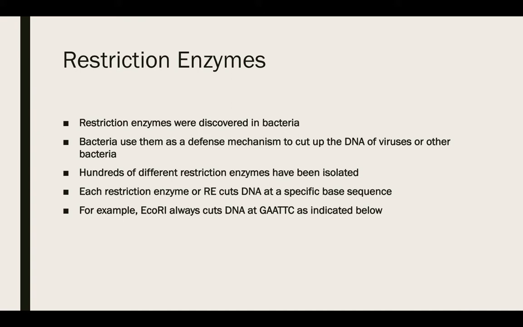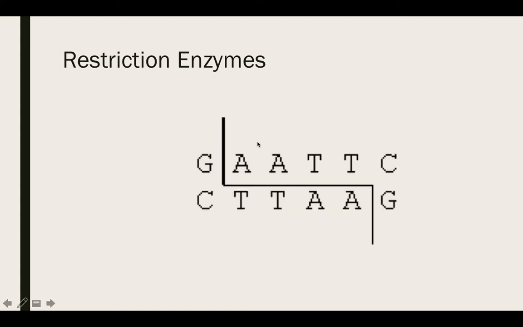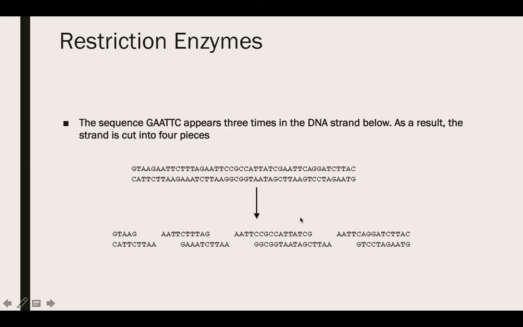However, we're going to talk about a few of them here. Each restriction enzyme cuts the DNA at a specific base sequence. Remembering that those base sequences are complementary to one another, it's going to cut at the same position on both strands between those specific frequencies. So the EcoRI always cuts DNA at the GAATTC sequence. You can see this is the 5' to 3', this is the 3' to 5'. It cuts right there, at the same time on both strands.